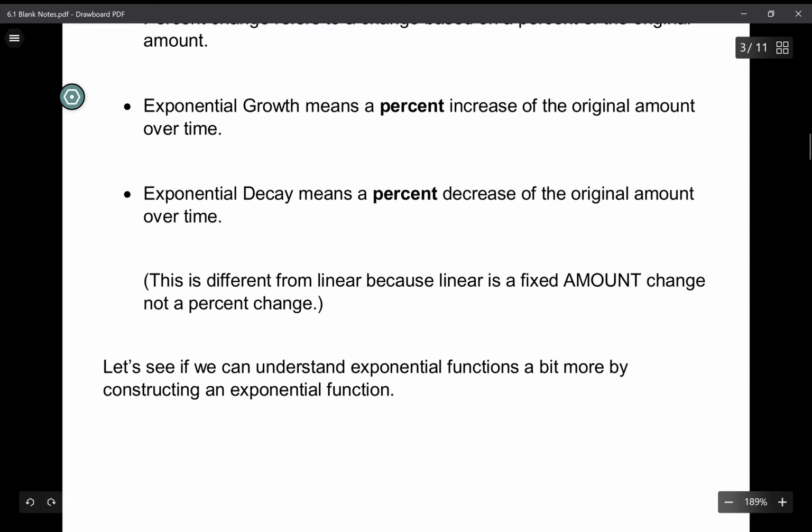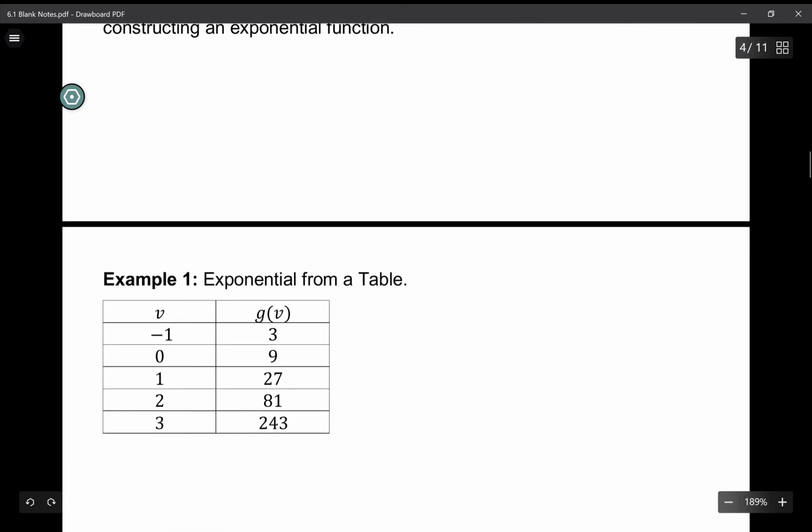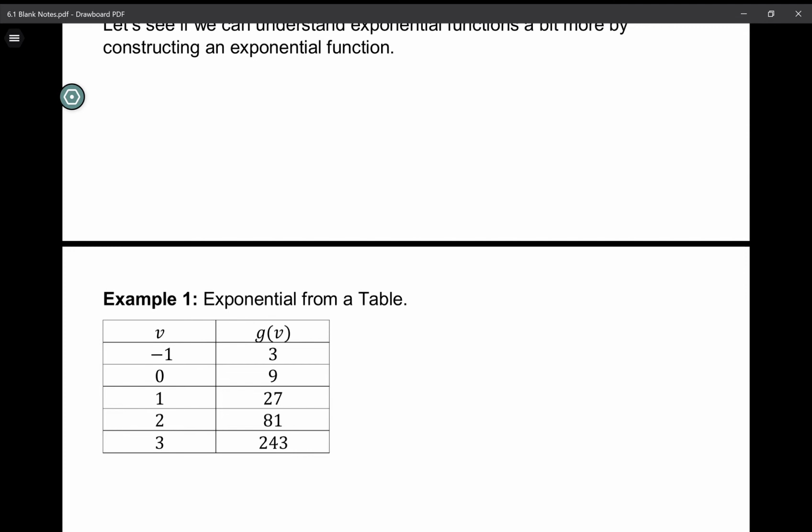Let's see if we can explore this by looking at an exponential function. All right, here's our exponential function given in a table. I'm not really sure why I gave the first value, so let's just ignore the first row for now. It's not wrong, it's just a little bit misleading at this point.